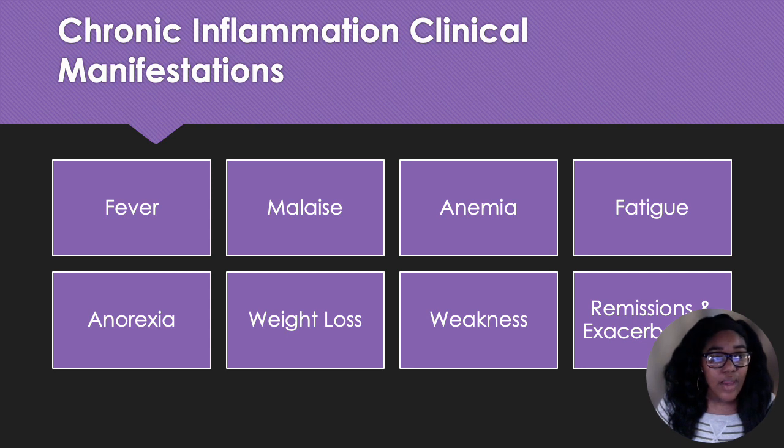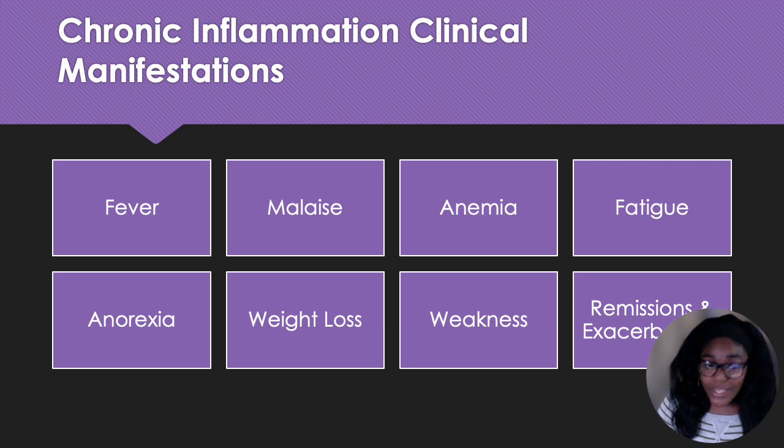A lot of our chronic inflammation clinical manifestations are listed here. One thing I want to point out, and probably is the most important, is that it is characterized by remissions and exacerbations. So, as we discussed, remissions is the reduction of those signs and symptoms, and exacerbations is the development or reoccurrence of those signs and symptoms. And a lot of these signs and symptoms may mimic those of the acute inflammation response, but again, what makes the difference between chronic and acute is the fact that there are remissions and exacerbations with this inflammatory response.